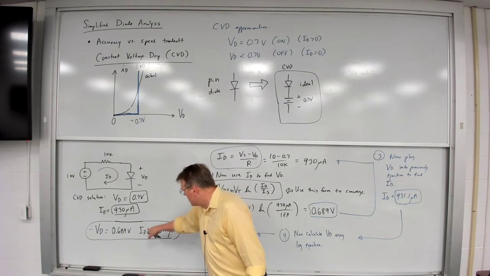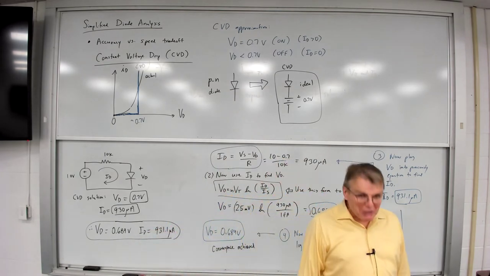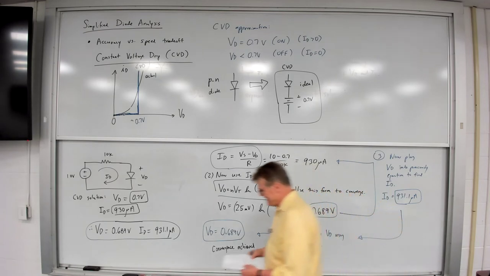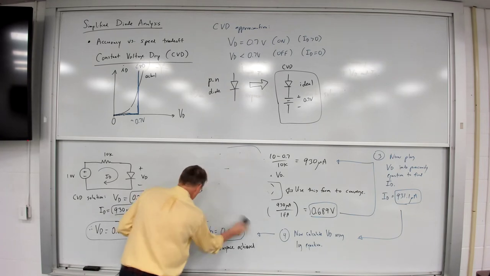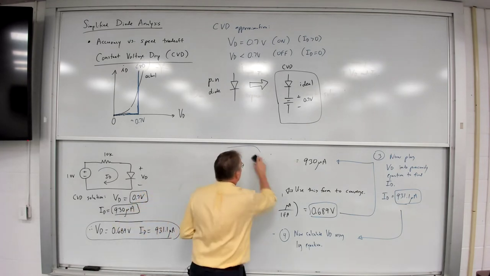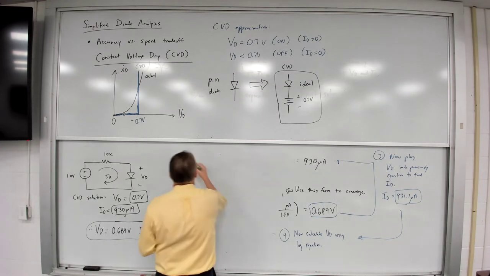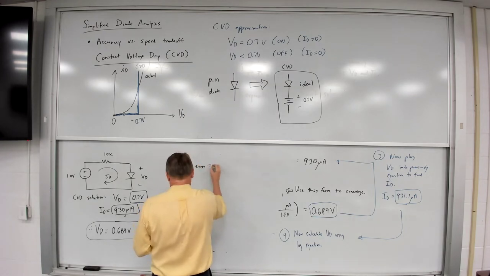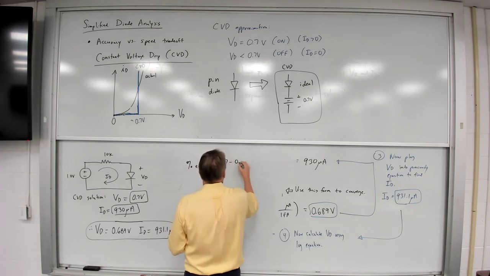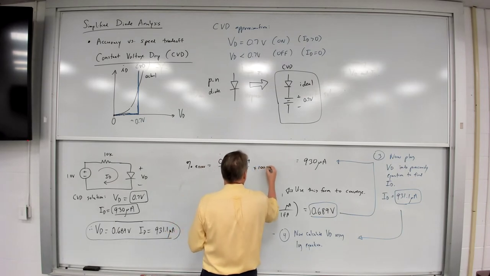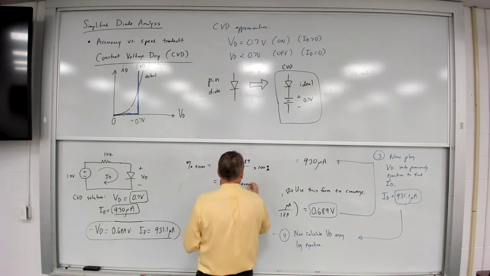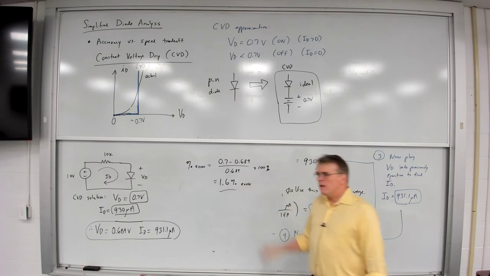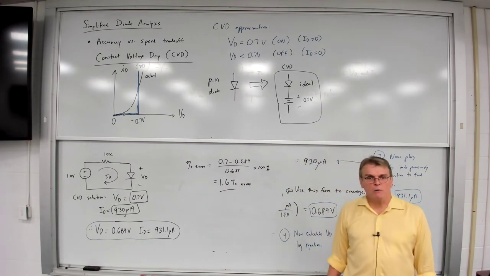How close are those numbers to those numbers? Pretty close, right? If I just do, for example, the percentage error for VD, that's equal to 0.7 minus 0.689, divided by 0.689, times 100%, and that will be equal to 1.6% error. That's not bad. 1% error is not bad at all, especially for a hand calculation.